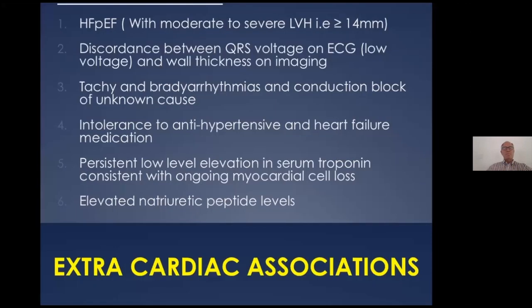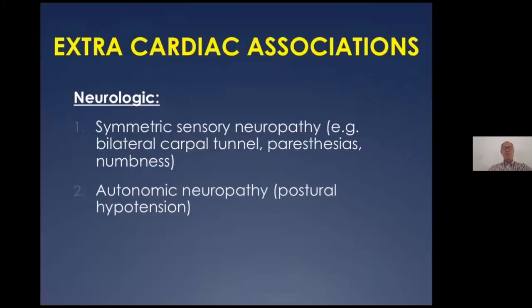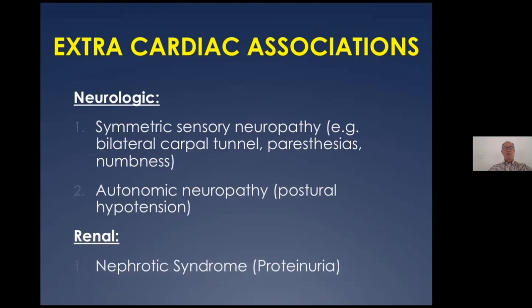How about some of the extracardiac manifestations and associations? First off, as mentioned earlier, we do see neurologic symptoms, typically a symmetric sensory neuropathy with bilateral carpal tunnel syndrome. Patients will complain of paresthesias and numbness. It's also associated with autonomic neuropathy, so you'll see patients complaining of postural dizziness, and they'll have postural hypotension of unknown etiology. In addition, if amyloid affects the kidney, nephrotic syndrome can result, with significant proteinuria.